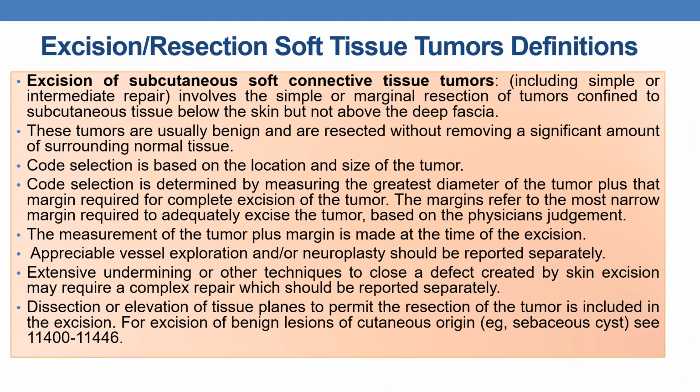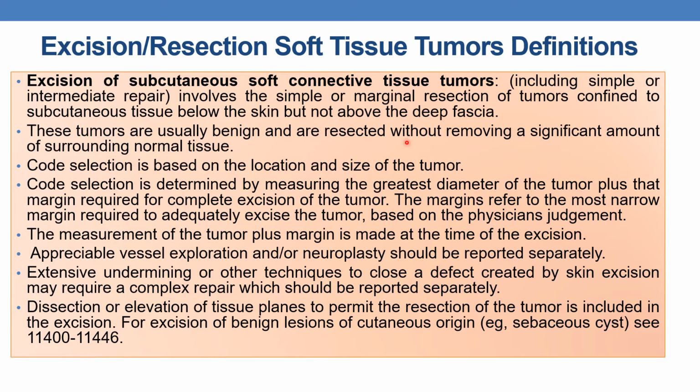Let us discuss the definitions for excision or resection of soft tissue tumors. Excision of subcutaneous soft connective tissue tumors includes simple or intermediate repair. That is, whenever simple or intermediate repair is performed, that is included.